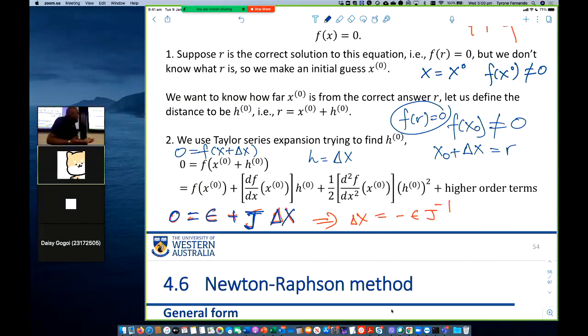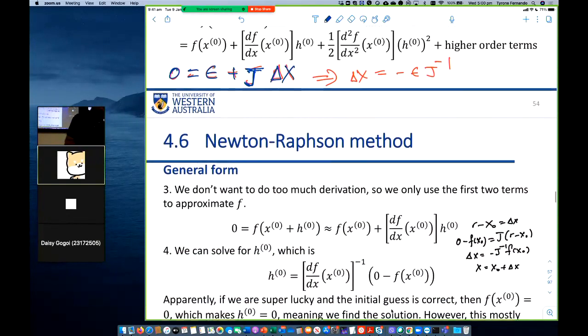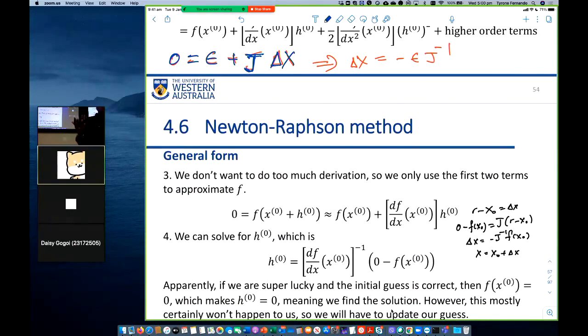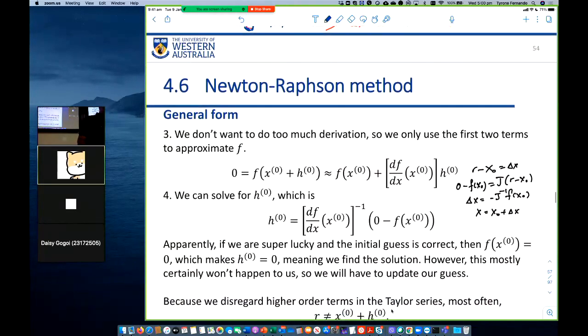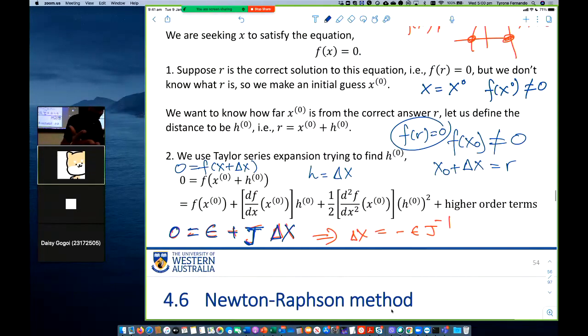So this is now telling me, if I make an initial guess, how to refine it, because delta x is a refinement. x plus delta x is my better answer. That's the Newton-Raphson technique. That's it. That's the Newton-Raphson technique.